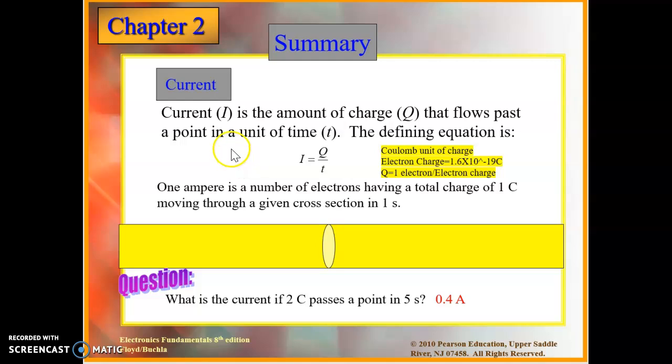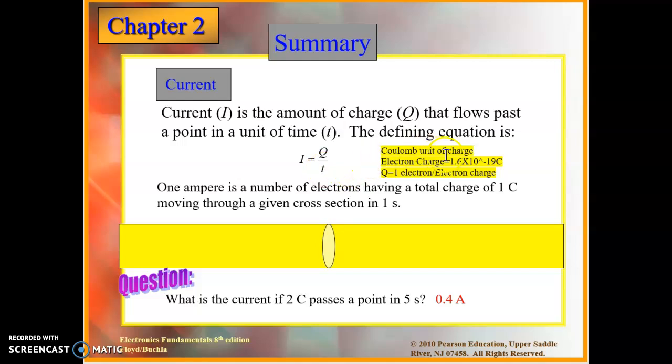Now we are going to discuss current. Current is the amount of charge that flows past a point in a unit of time. So current, we can say, is like a rate. We have this section right here, and then we have a little opening or a little mark here, and we count how many charges go through here in a specific time, and that is going to be our current. The units of current are amperes, and they are defined as coulomb over second. Time is in seconds and the charge is in coulombs.